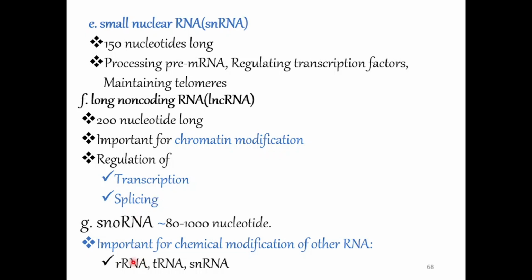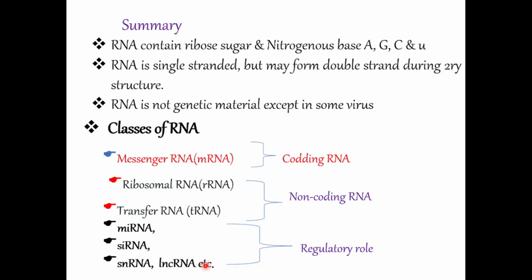The other group is small nucleolar RNA, around 80 to 200 nucleotides long. It is very important in chemical modification of other RNAs: ribosomal RNA, transfer RNA, small nuclear RNA. As a summary, RNA contains ribose sugar and the nitrogenous bases adenine, guanine, cytosine, and uracil. But DNA has deoxyribose, RNA has ribose. No thymine here. Instead, there is uracil.